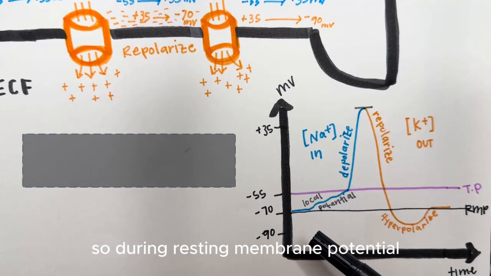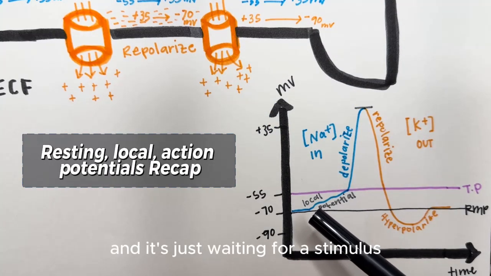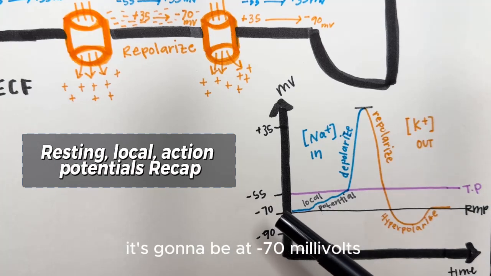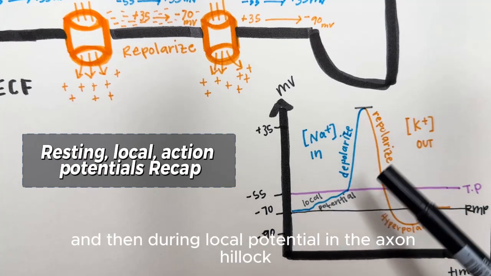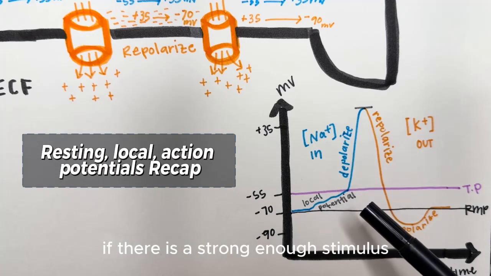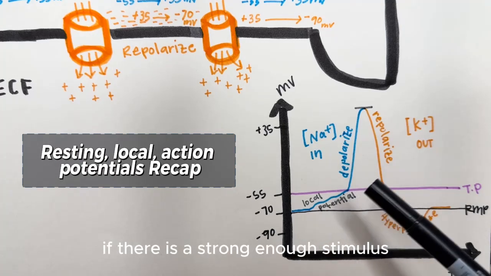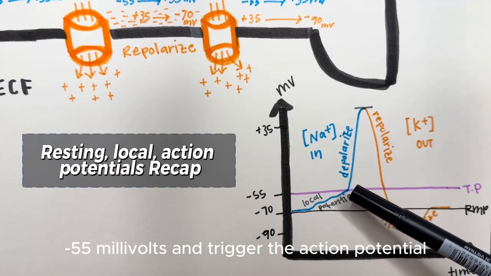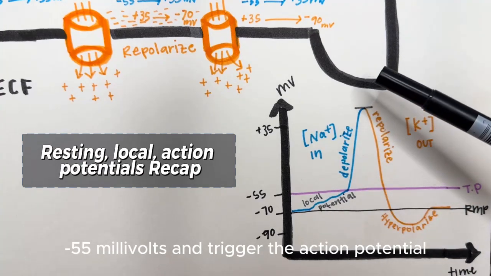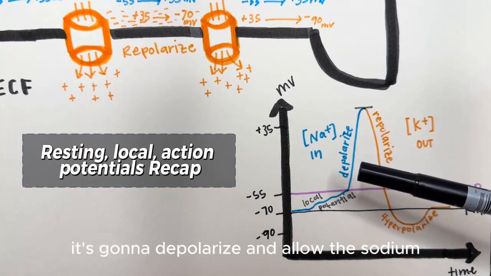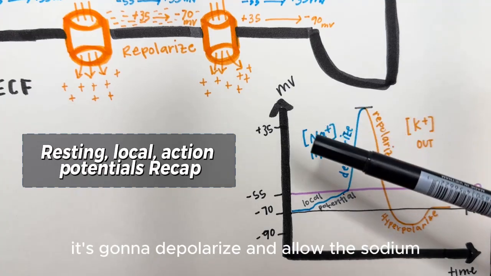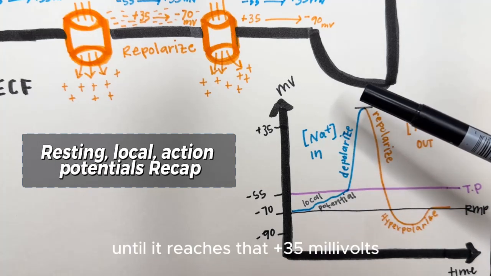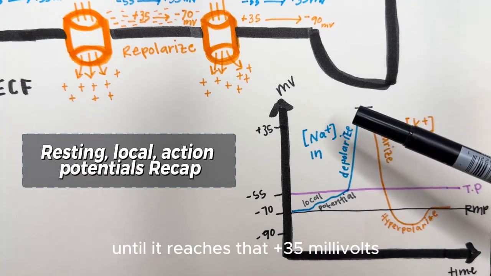So during resting membrane potential, when there is no communication and it's just waiting for a stimulus, it's going to be at negative 70 millivolts. And then during local potential in the axon hillock, if there is a strong enough stimulus, then it can reach that threshold of negative 55 millivolts and trigger the action potential. Once that starts, it's going to depolarize and allow the sodium to go in through the sodium channels until it reaches that positive 35 millivolts.